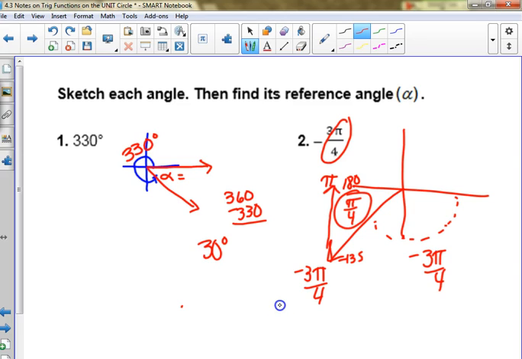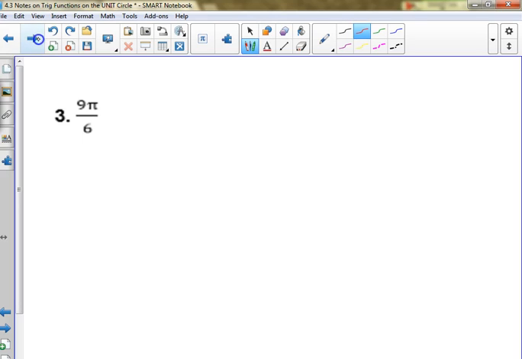On this, when it asks you for a reference angle, you need to answer in the kind of measure they give you. Radians means answer in radians, degrees in degrees. Okay, so this isn't even reduced. If I reduce this, it's 3 pi over 2, right?